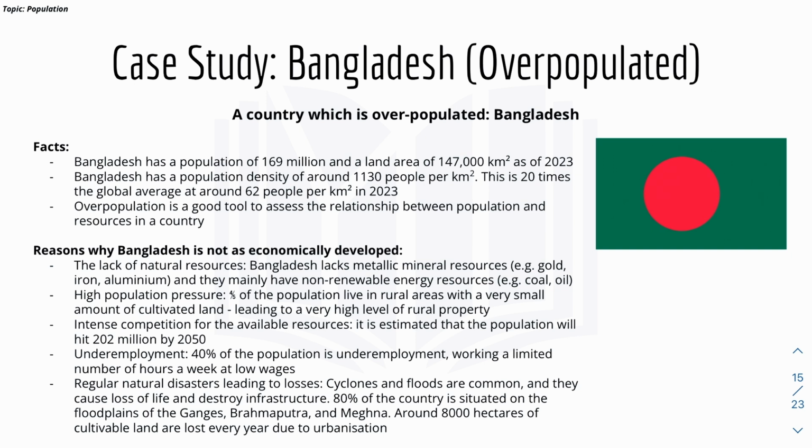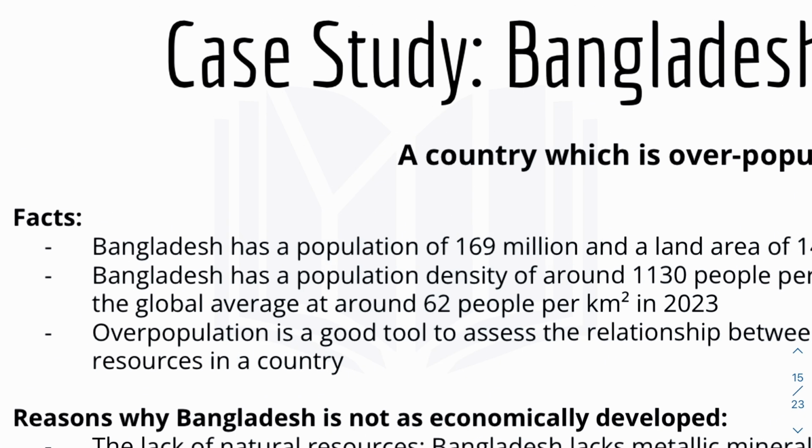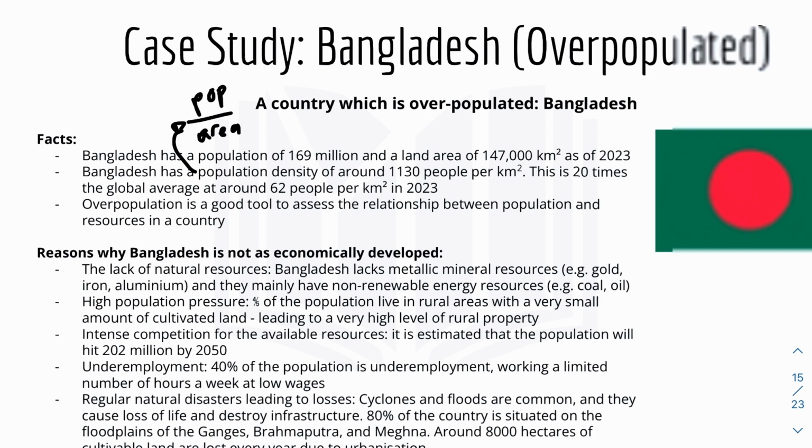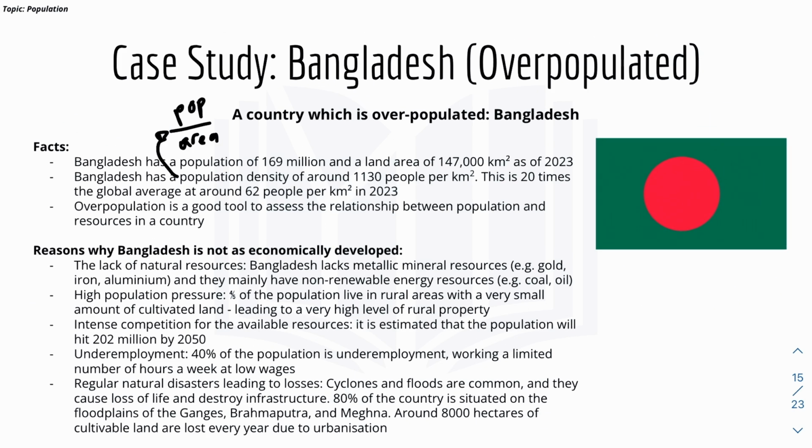This means that its population density, which is calculated by the population over land area, just write it out, population over area, that's population density, of around 1,130 people per kilometer squared, and this is 20 times the global average. As you can see right here, it's quite significant.